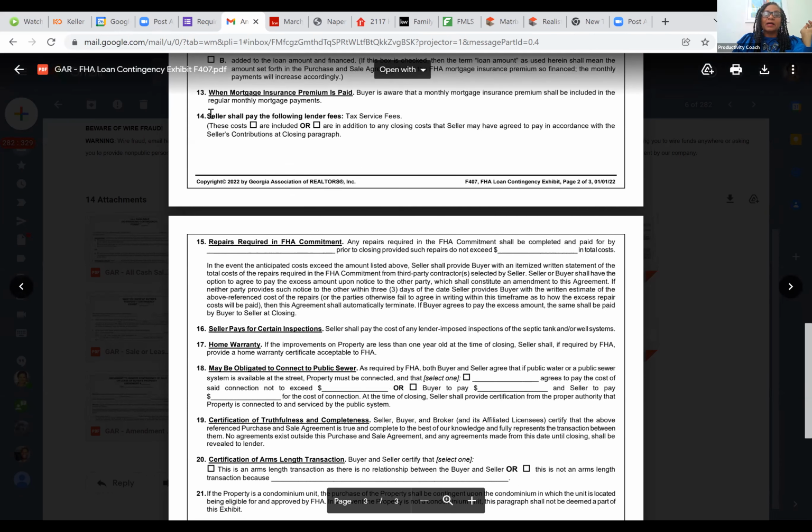All right, seller shall pay the following lender fees, tax service fees. That was prior to this market, right? So as a listing agent, and my seller's paying some closing costs, I'm always going to tick that these costs are included and that my seller is not going to pay extra for this. So pay attention to this too.